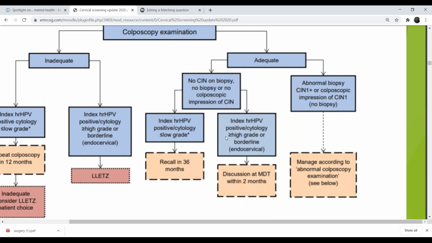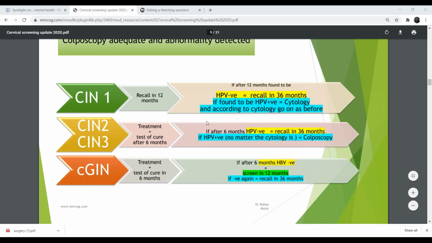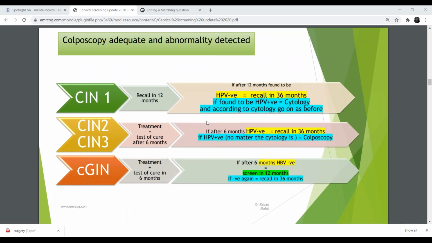What are the abnormal colposcopy findings we have discussed? We have discussed if we have CIN1, what shall we do? If we have CIN2 or 3, what shall we do? We have discussed CGIN, what shall we do? Here at the corresponding slide. So CIN1 on the colposcopy: please recall in 12 months, no need to offer any unnecessary treatment. After the 12 months, if it is found HPV negative, please recall in 36 months. And if found to be HPV positive, please do cytology and according to the cytology, go as before.